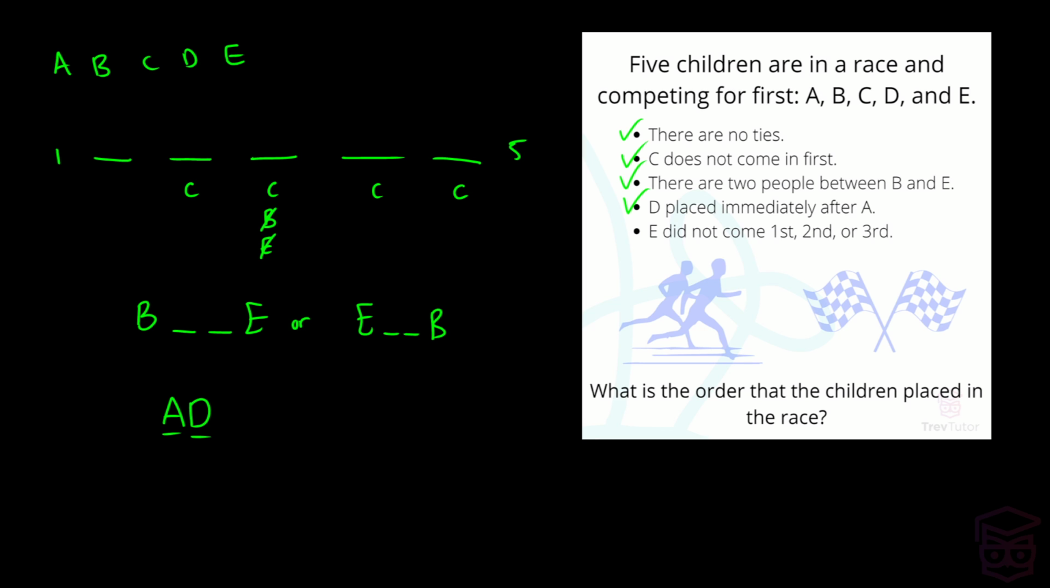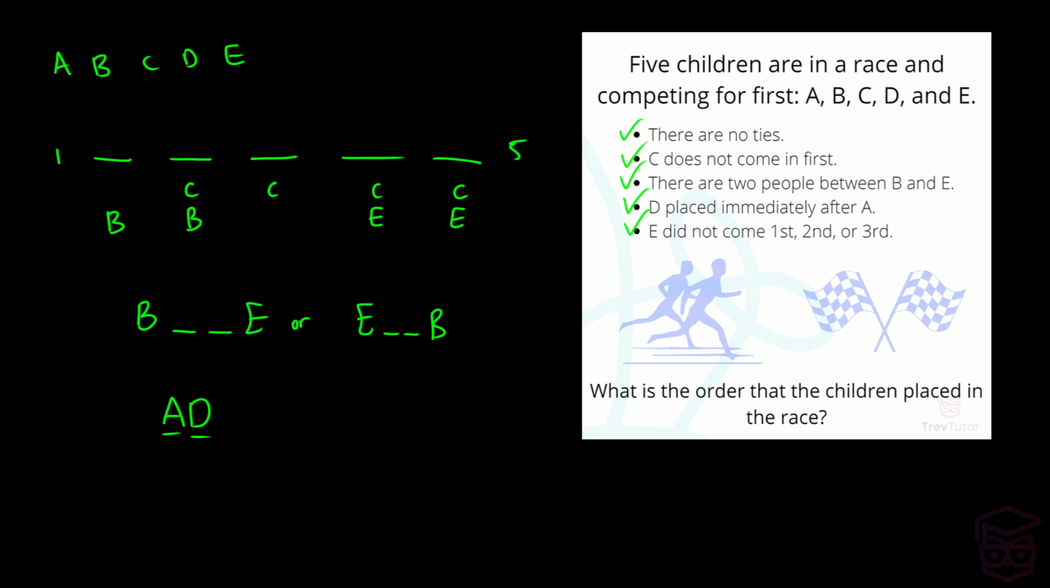And E did not come first, second, or third. So this means that E is going to be in one of the last 2 positions. Actually, I'm going to get rid of this. Why? Because based on rule 3 here, if E is in one of the last 2 spots, and B and E have to be at least 2 spaces away, this means that B is either going to be in the second spot, or B is going to be in the first spot. So it's either going to connect like that, or connect like that. Okay, so with these rules now written down, we should be able to solve this entire puzzle.